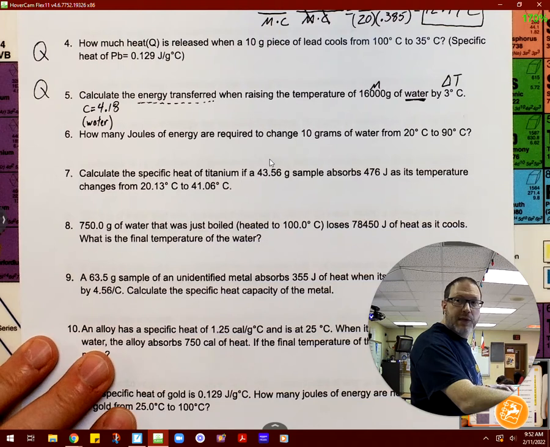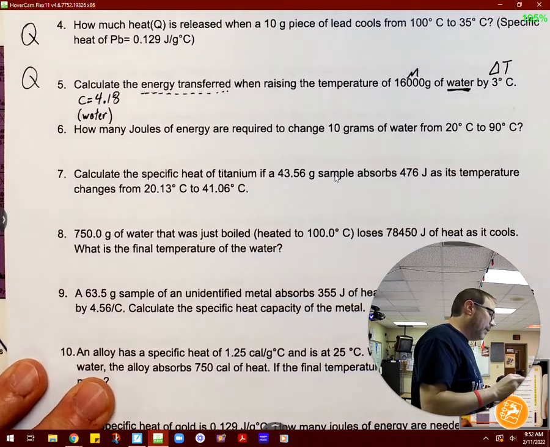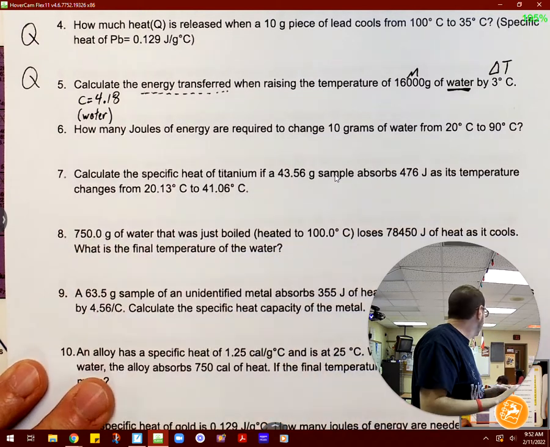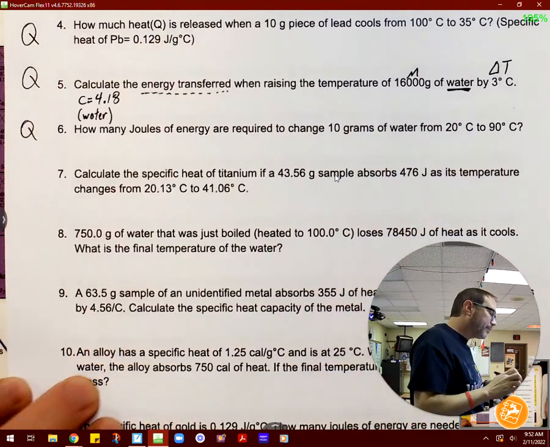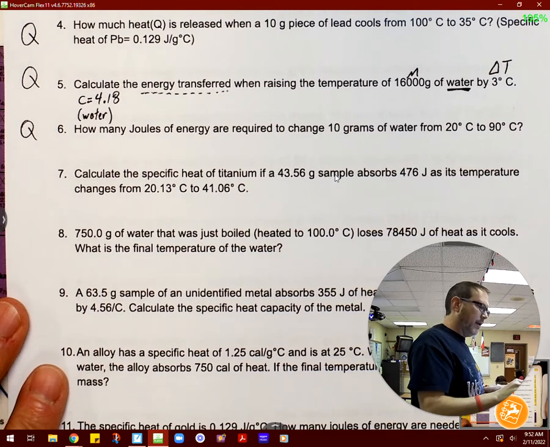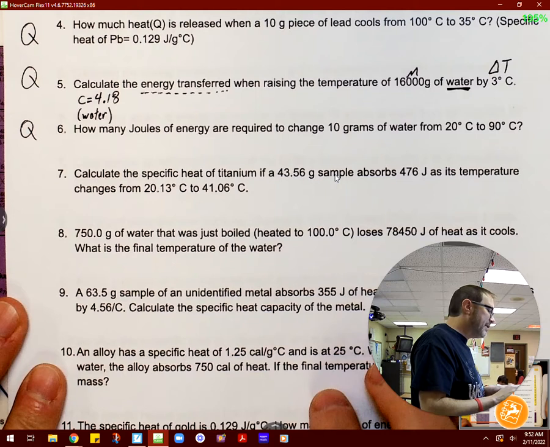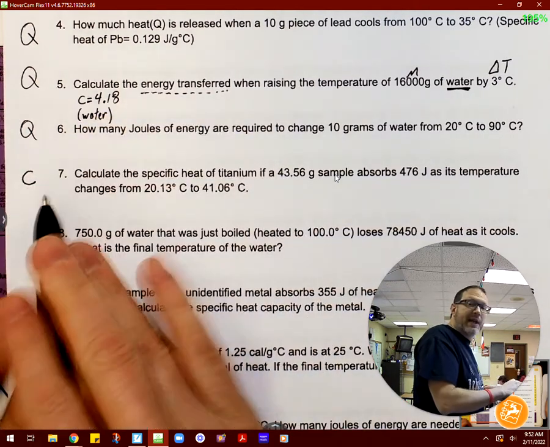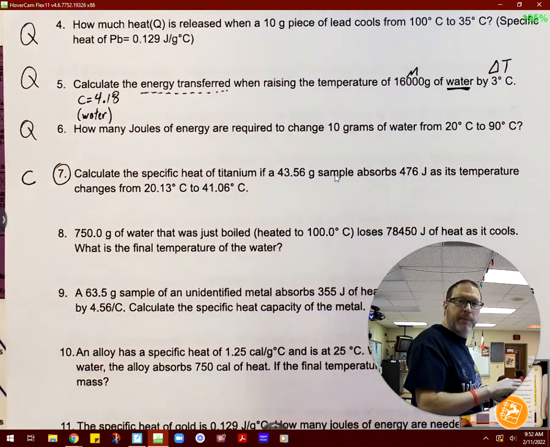How about number 6? What do they want us to find? How many joules? Okay. So what unit would that be? Or what variable? That would be the Q. That's Q again. So we're going to skip that one. How about 7? Calculate the specific heat. Oh, that's different. So it wants us to find specific heat. What variable is specific heat? Yeah. And actually, it's not a variable, it's a constant, but they want us to calculate the constant on this one. So let's work that one together.